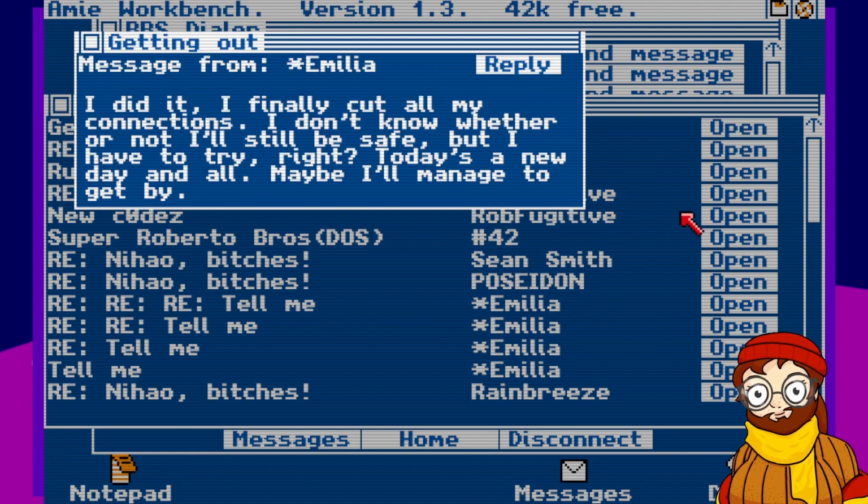Getting out. I did it. I finally cut all my connections. I don't know whether or not I'll still be safe, but I have to try, right? Today's a new day and all. Maybe I'll manage to get by.